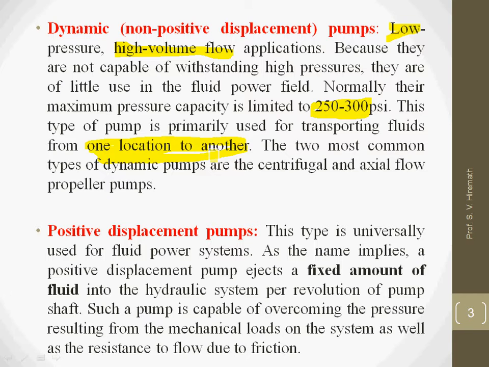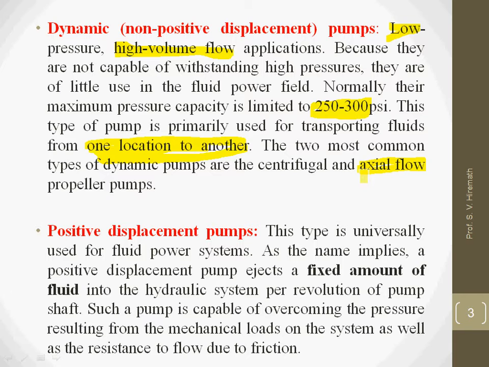Examples of these types of pumps are the axial propeller pumps or the centrifugal pumps, which are nothing but the pumps we use in the field. Those are considered non-positive displacement pumps.